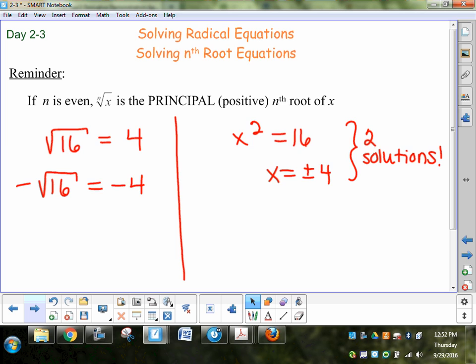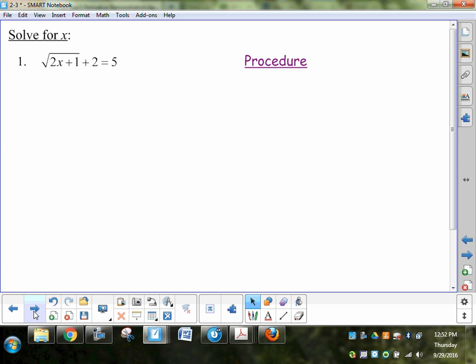Take a look now at our first equation. And there's really only one way to do this. There's a square root equation. You need to go through and remove the square root. That's what's blocking you from solving this. In order to have that happen, the first thing you need to do is isolate the square root.